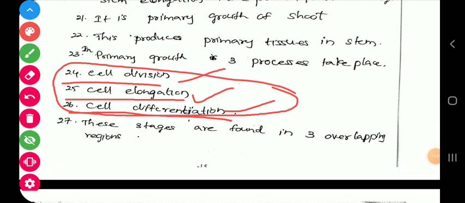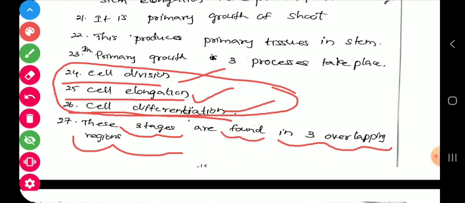These stages are found in three overlapping regions. Very important. These three stages are found within three overlapping regions. They overlap, right? You can't see one as a separate unit. They're kind of mixed, so in certain regions you can find both parts. That's the idea.